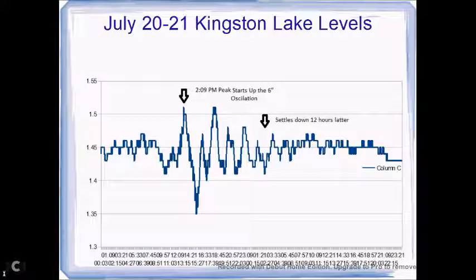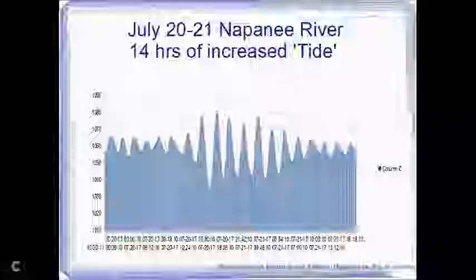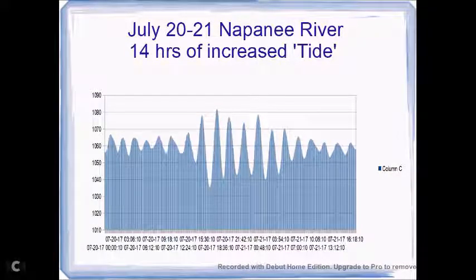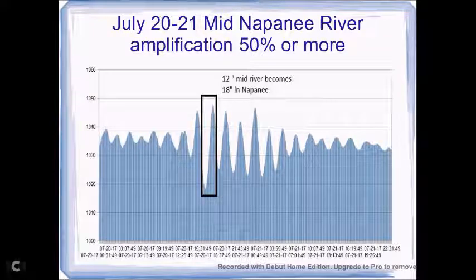The sudden change in the wind just after 1 p.m. causes a quick 6-inch drop of the lake at Kingston after 2 p.m. This turns into a regular sloshing of the lake of 3 or 4 inches that goes on for about 12 hours. Around 2 hours later, the Napanee River level begins changing 12 to 18 inches and goes on for another 14 hours. Comparing the mid-Napanee River data to the data from the river in town generally shows that the rise or fall is at least 50% greater in town.